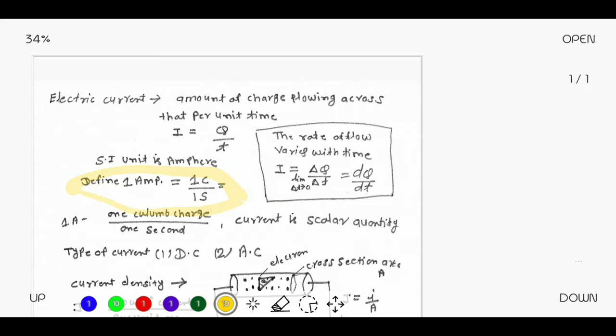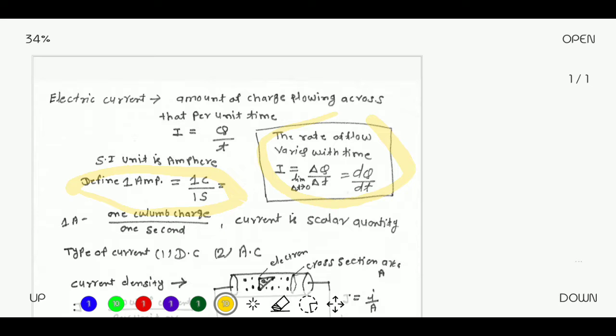After that, we will discuss when the rate of flow varies with time. Then the current varies according to time. So the formula is I equal to limit delta t tends to 0 of delta q upon delta t, or dq over dt, the rate of change of charge per unit time. This is the formula for variable current.